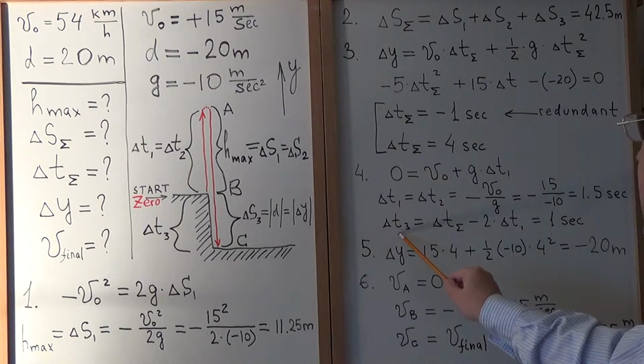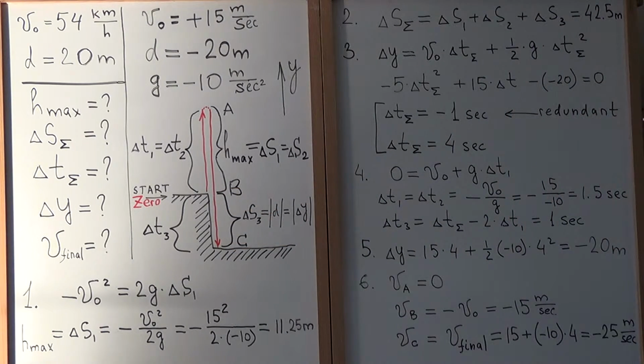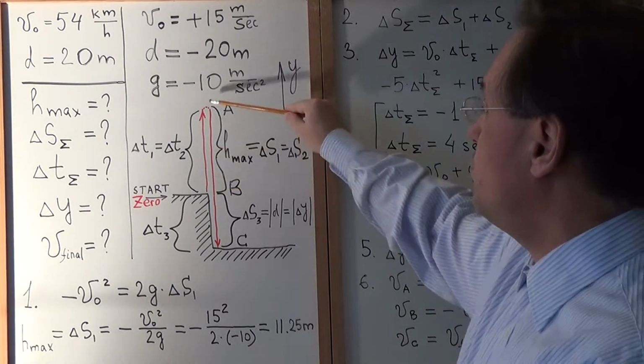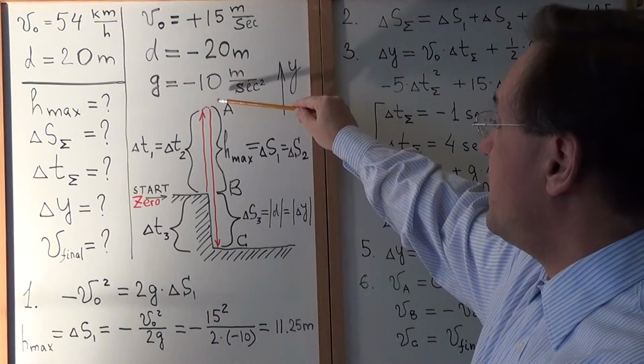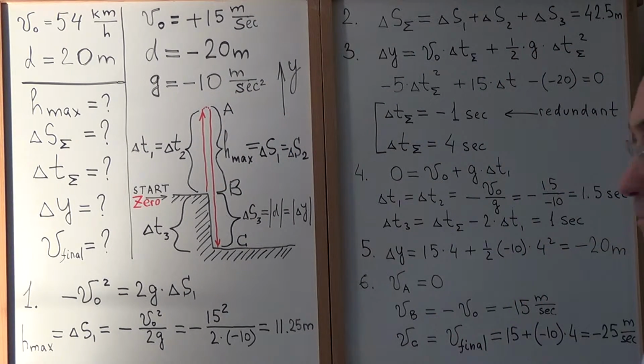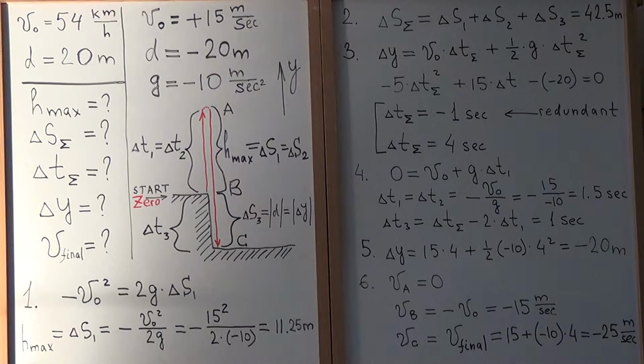Delta T3 is time from B to C, and actually it's total time minus twice the time up from B to A, and time from A to B. It's the same time because of symmetry. So delta T3 equals 1 second.